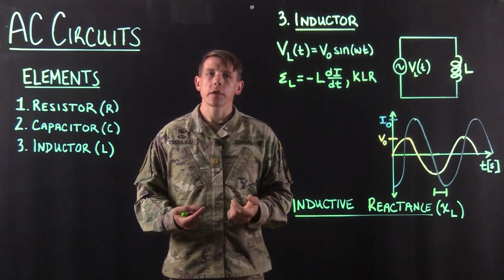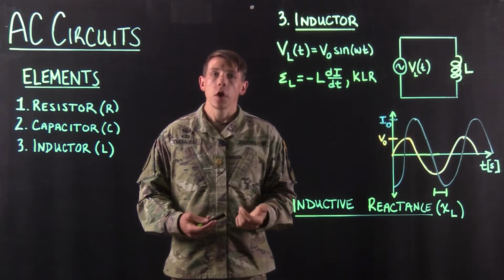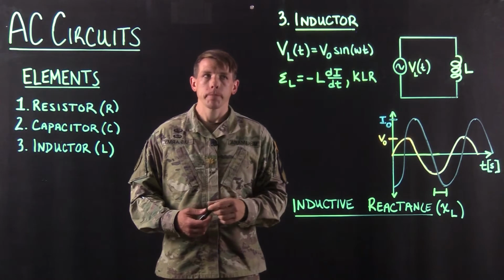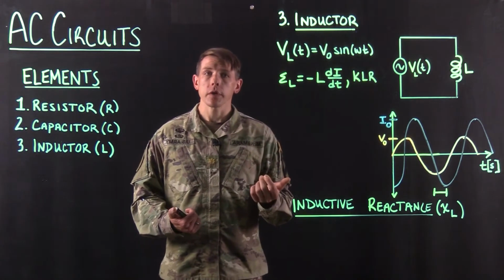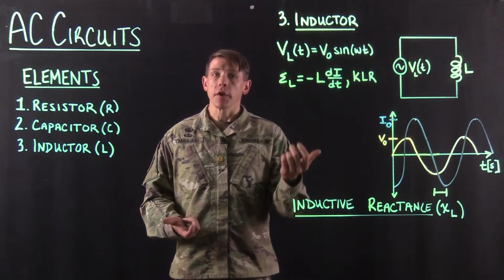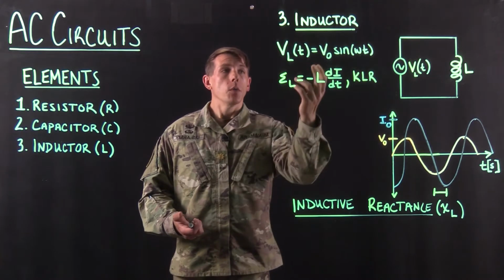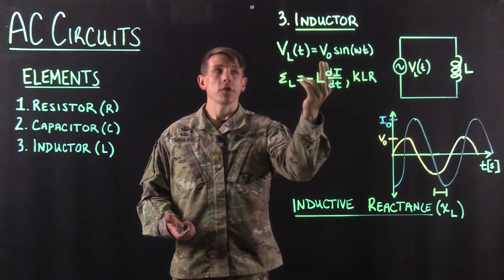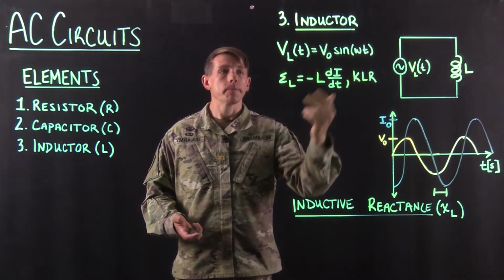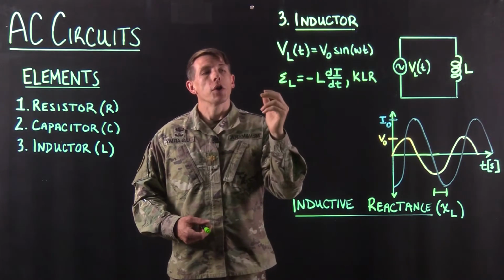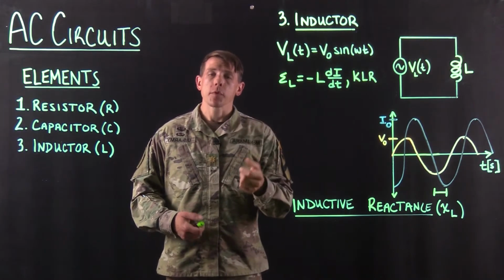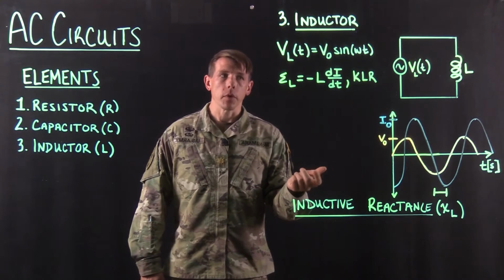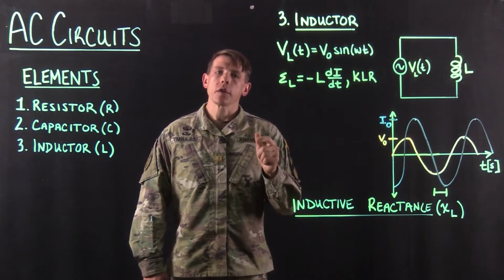Lastly, we'll discuss an inductor in series with an alternating current power supply. We're going to express the potential as a function of time, very similar to how we had before, which is the amplitude of the potential times sine omega t. We're going to use two concepts, one equation and one principle, to relate the current to the potential.